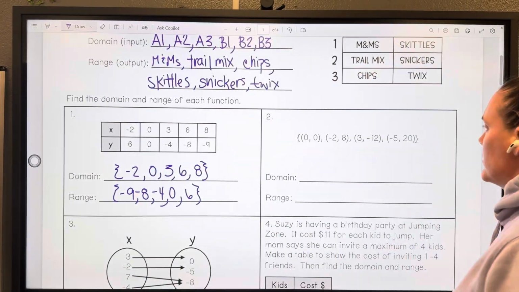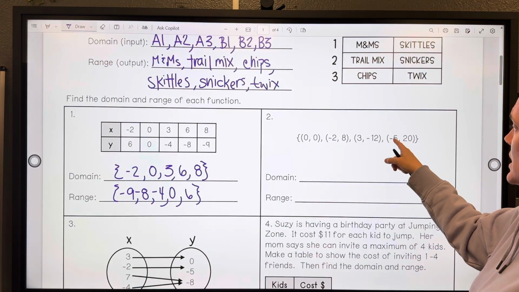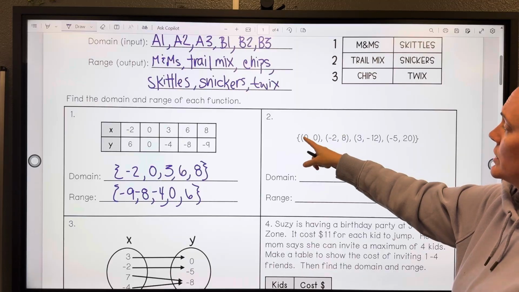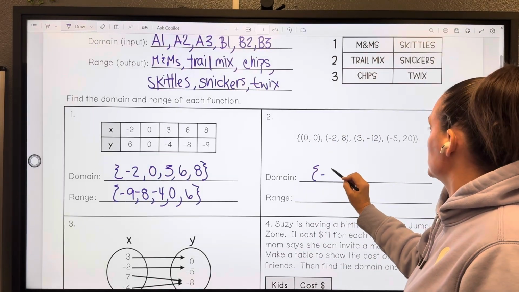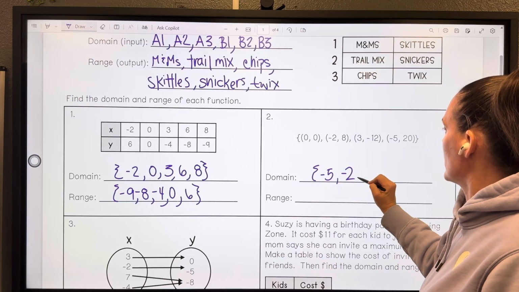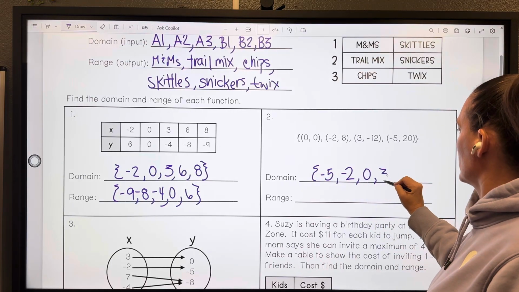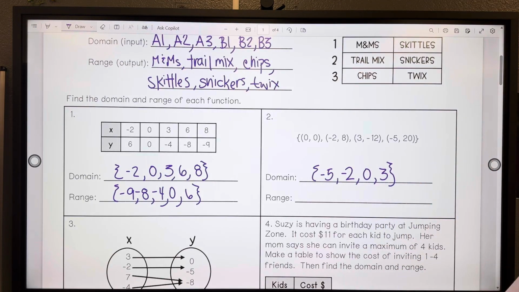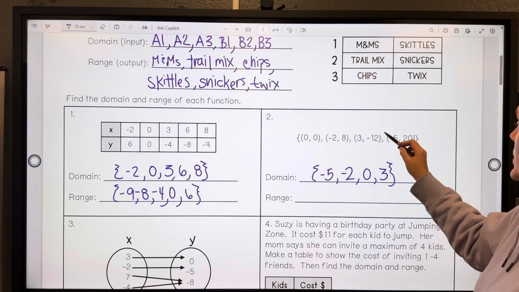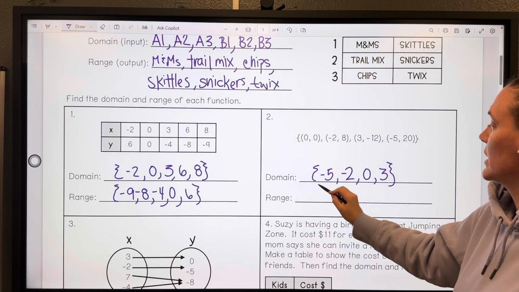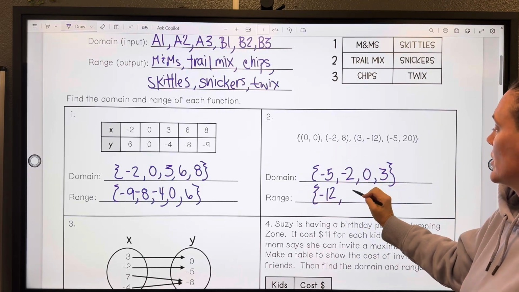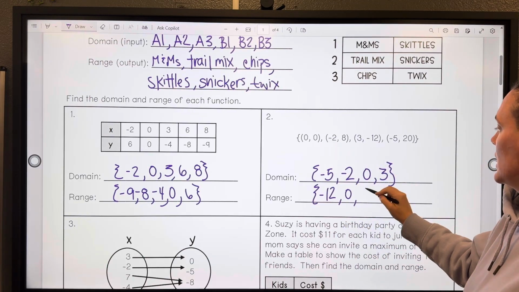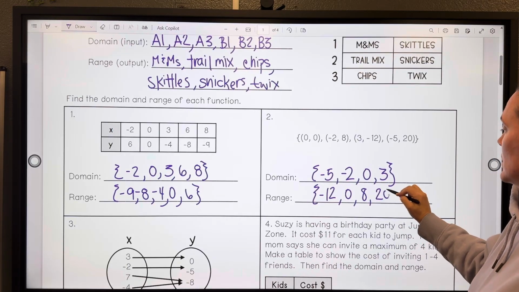Same thing here, but I'm going to have to put it in order. So the smallest is -5, then -2, then 0, then 3. We only care about x values for domain. And for range, likewise, we only care about y values. So the 20, the -12, the 8, and 0. -12 is smallest, and then a 0, and then an 8, and then a 20.